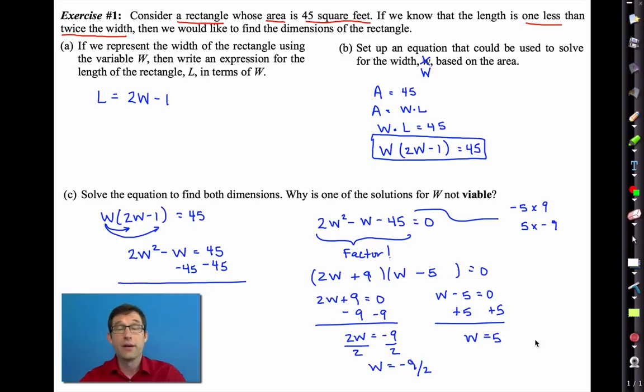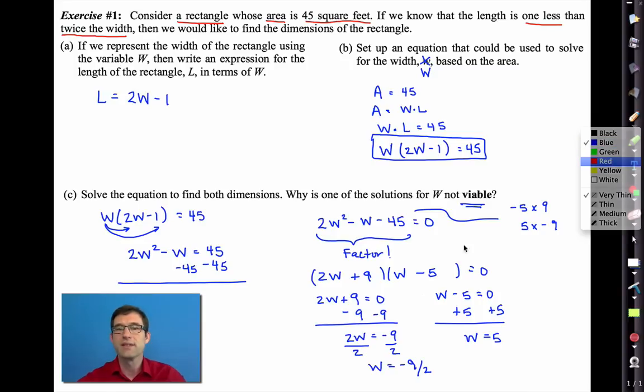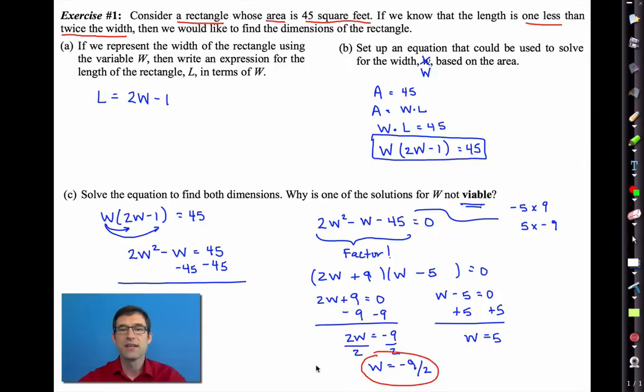Now, before we find both dimensions, because we haven't found both dimensions, what we have here is two values for w. Let's talk about why one of the solutions for w is not viable. You're probably not going to be surprised if I tell you that the negative 9 halves is not viable, and of course, it's not viable because you can't have a negative width. The width can't be negative. Even though negative 9 halves is a completely fine solution to this equation, it's not a viable solution.